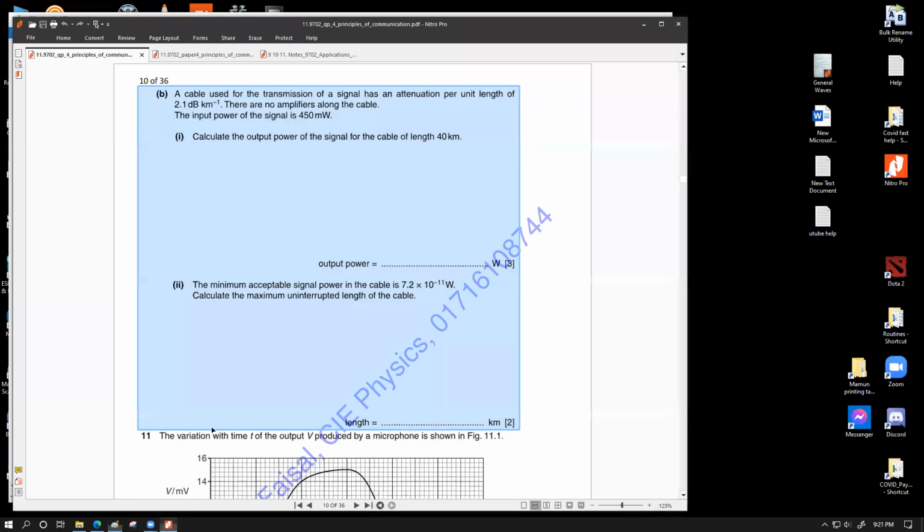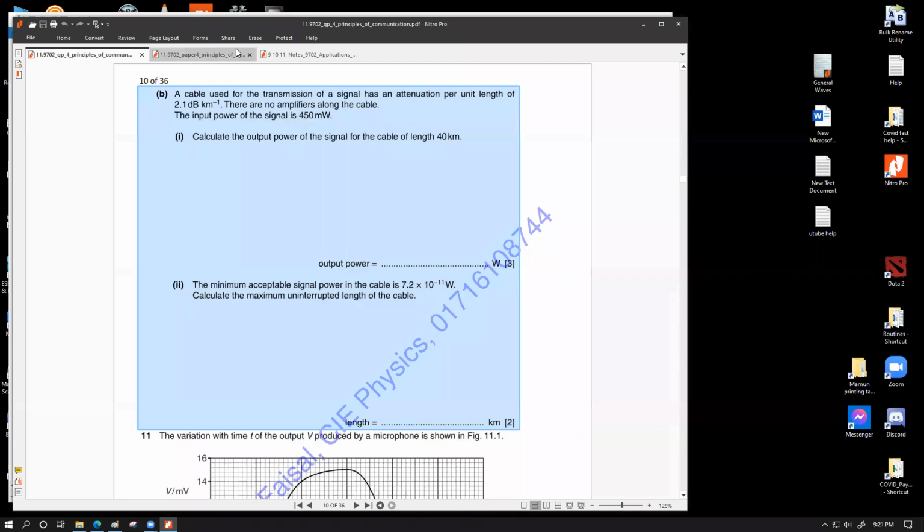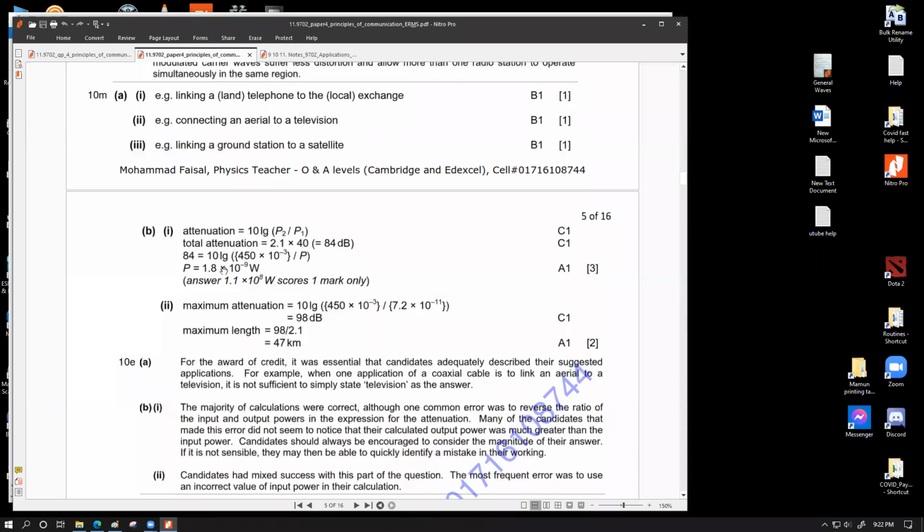I don't want to do the calculation. এখানে আউটপুট পাওয়ার কত আসে আমি এখান থেকে দেখে ভরা দিচ্ছি. কত নম্বর এটা? কোশ্চেন নাম্বার 10B. Output power আসে হচ্ছে 1.8 into 10 to the power minus 9 watt.